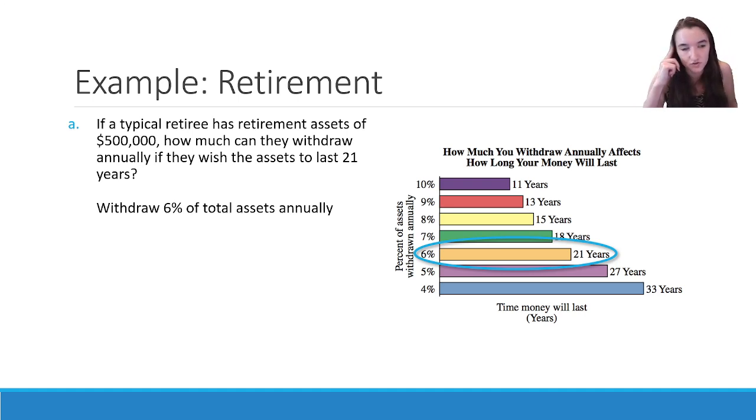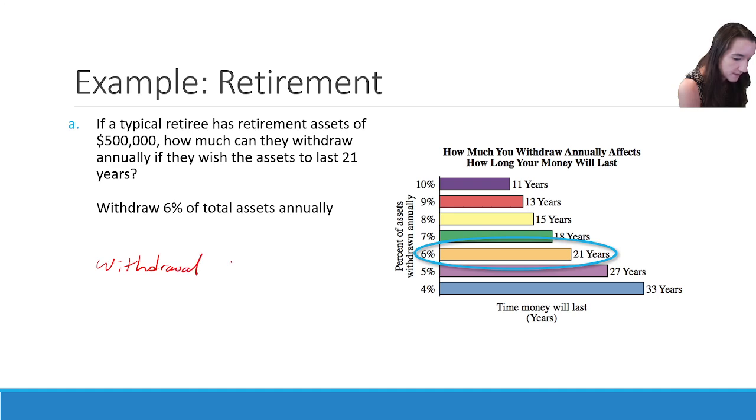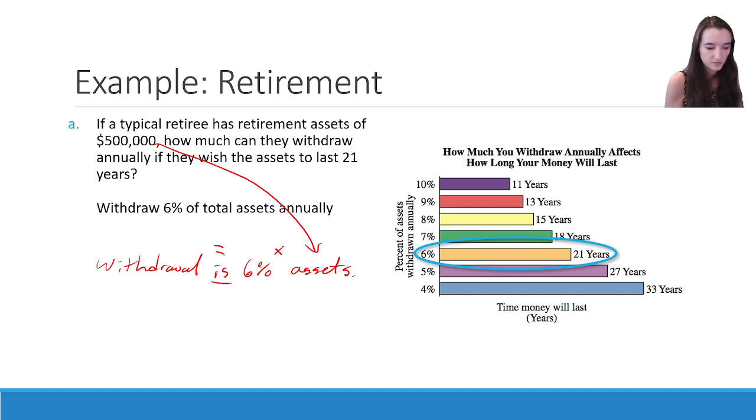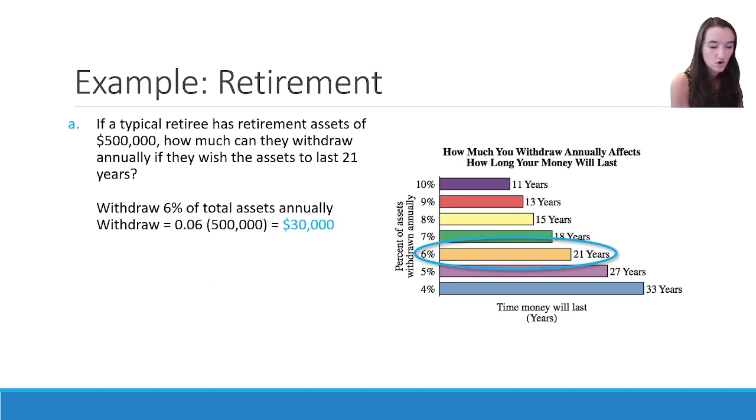And once again, thinking about those percents, our withdrawal amount is 6% of the assets. Withdrawal is 6% of our assets. So we can fill this in. That 500,000 is our assets. That is our equal sign, and then we get multiplication. So withdrawal equals 0.06, which is 6%, times 500,000, for a total of $30,000.